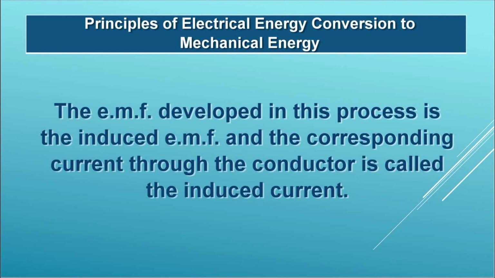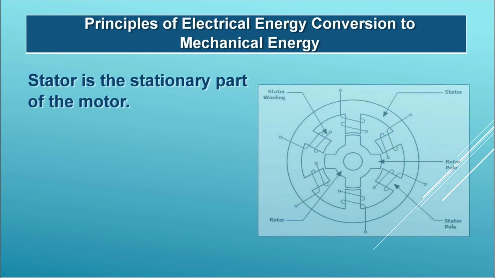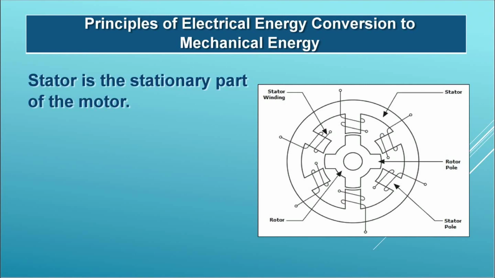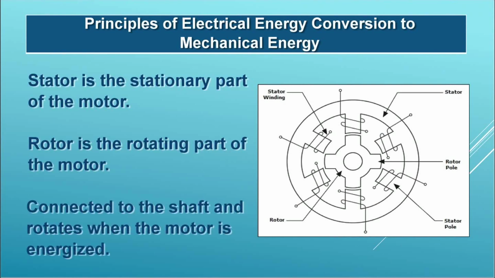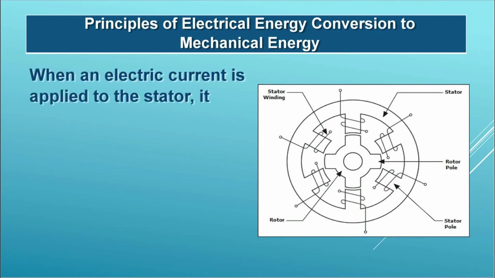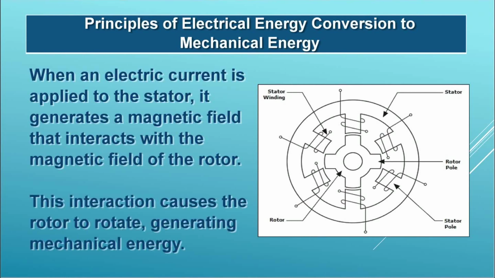The conversion of electrical energy to mechanical energy occurs in the stator and rotor of the electric motor. As shown in the figure, the stator is the stationary part of the motor, which contains the electromagnets that generate the magnetic field. The rotor is the rotating part of the motor, which is connected to the shaft and rotates when the motor is energized. When an electric current is applied to the stator, it generates a magnetic field that interacts with the magnetic field of the rotor. This interaction causes the rotor to rotate, generating mechanical energy.